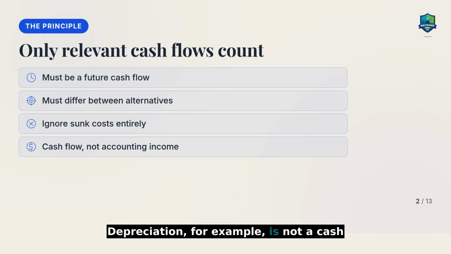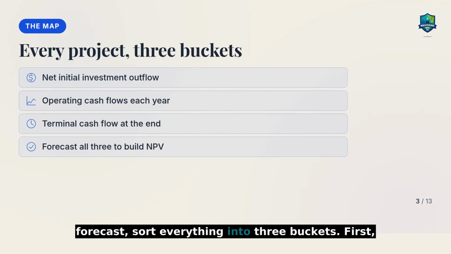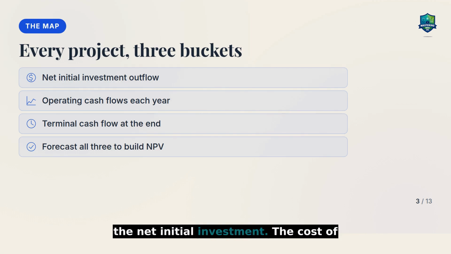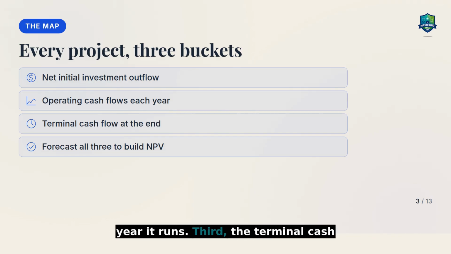Depreciation, for example, is not a cash flow at all, yet it still matters, and we will see exactly why in a moment. To build the cash flow forecast, sort everything into three buckets. First, the net initial investment, the cost of the asset plus any extra working capital the project ties up. Second, the recurring operating cash flows, the after-tax inflows the project generates each year it runs. Third, the terminal cash flow at the end of the project's life, when you sell off the equipment and recover the working capital. Get all three buckets right, line them up year by year, and you have the cash flow stream that every method in Part 2 needs.